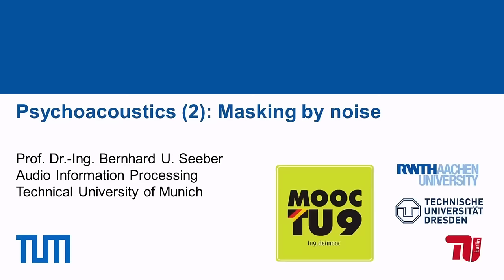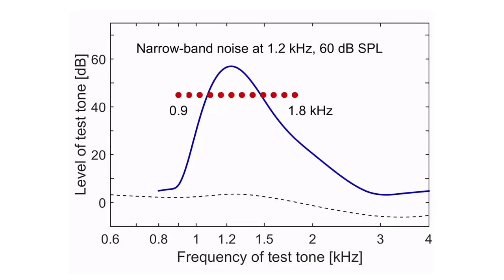Let's start with a simple audio example of masking that I found in a video by Professor Dr. Bernhard Seeber. This isn't a real-world example, but it's really helpful as a starting point. We'll hear some narrow-band noise centered at 1.2 kHz. Then we'll hear a series of tones that incrementally increase in frequency.